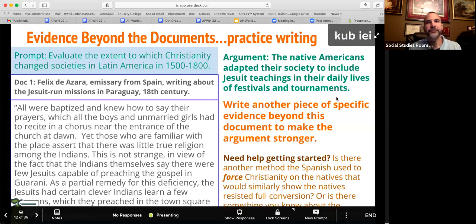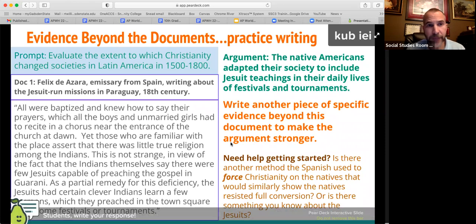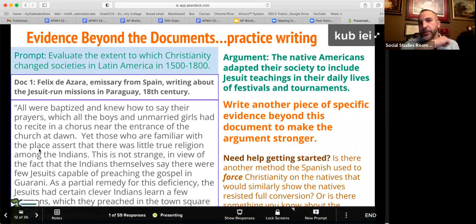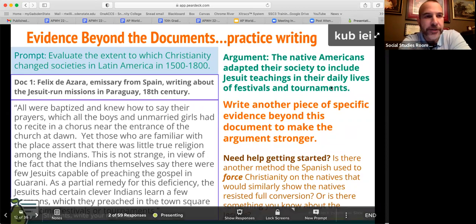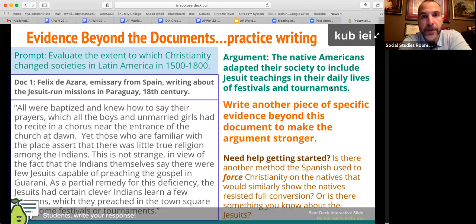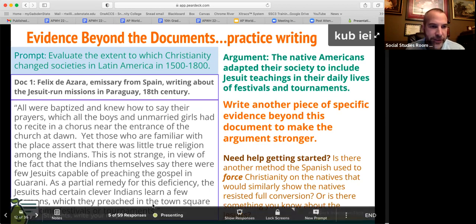All right. Let's look at another one. So again, the extent to which Christianity changed societies in Latin America. And here would be an example of a document that you would have in front of you. As you look at that, here's the argument. The Native Americans adapted their society to include Jesuit teachings in their daily lives of festivals and tournaments. Okay, so that ultimately is what you're arguing in your response. So here, write another piece of specific evidence beyond this document.